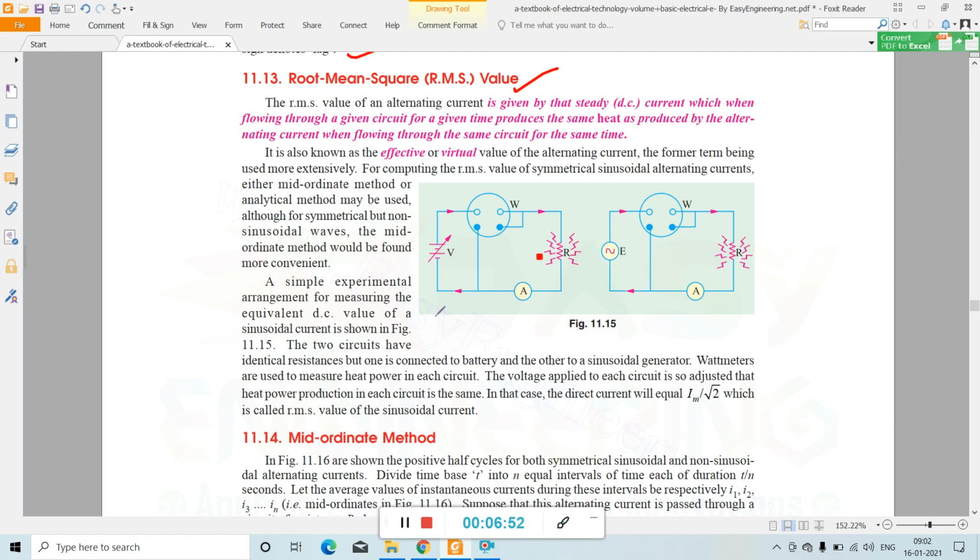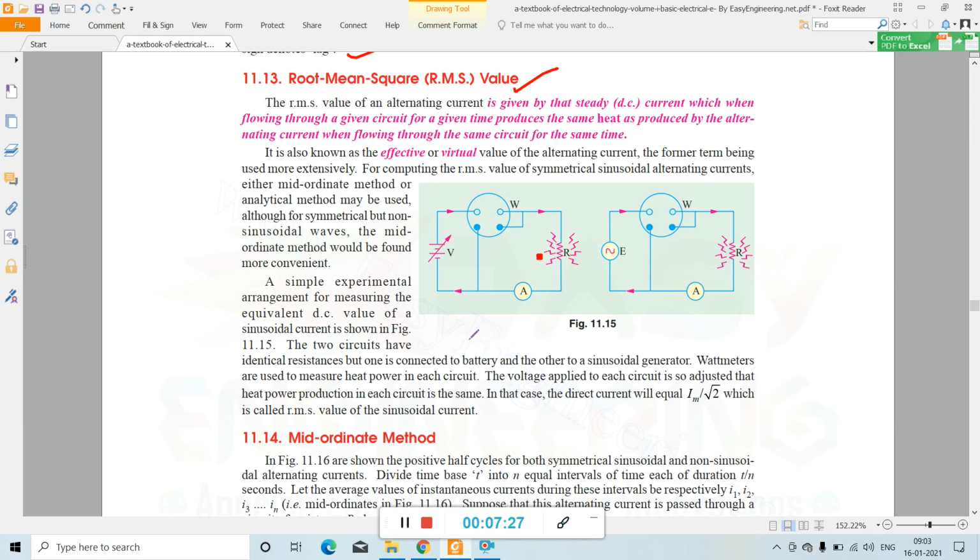See, when a DC current flows through this circuit for a given time, it produces some amount of heat. When an alternating current flows through the same circuit, this also produces some heat in that same time. So the heat produced here and the heat produced here for the same time remain the same. So this is the effective or virtual value.